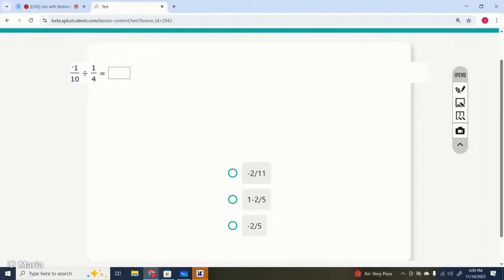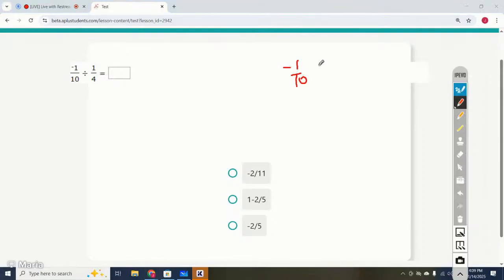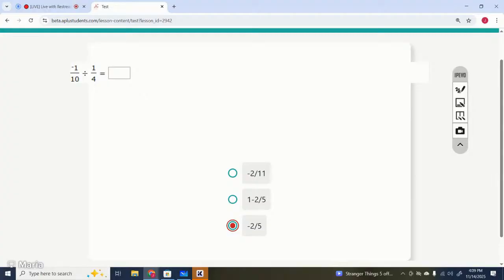Negative 1 by 10 divided by 1 by 4. Negative 1 by 10 multiplied by 4 by 1. 2 times 2 is 4, 2 times 5 is 10. That is negative 2 by 5. The correct option is negative 2 by 5. Option number 3 is the correct option.